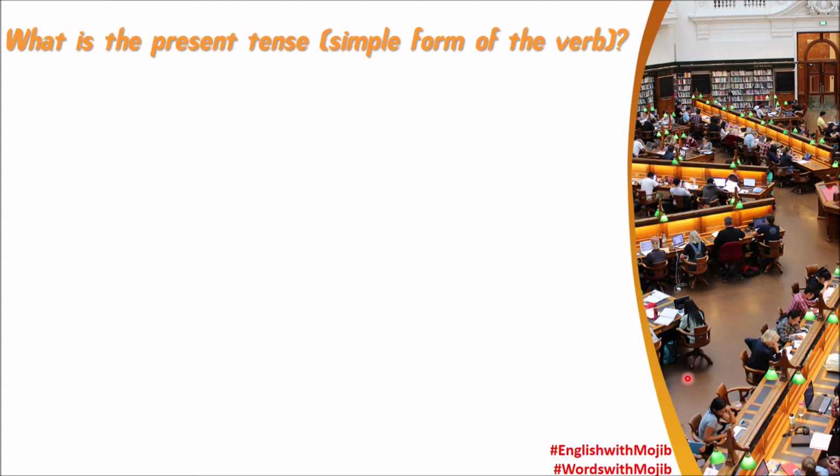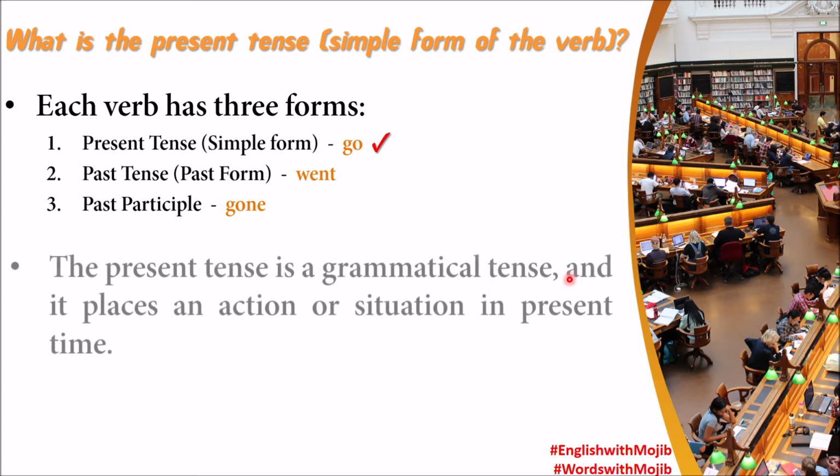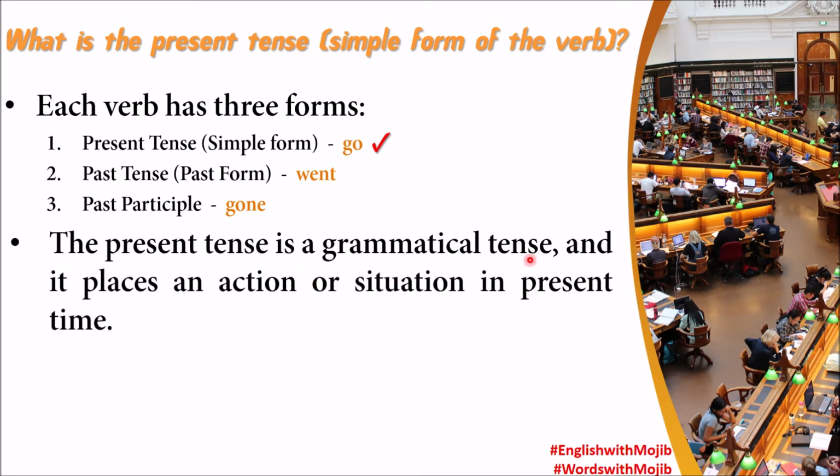What is the present tense simple form of the verb? Each verb has 3 forms: present tense or simple form, past tense or past form, and past participle. For example, 3 forms of the verb go is go as simple form, went as past form, and gone as past participle. In this video, we're gonna deal with present tense or simple form. The present tense is a grammatical tense and it places an action or situation in present time. Places means puts, talks about, locates.